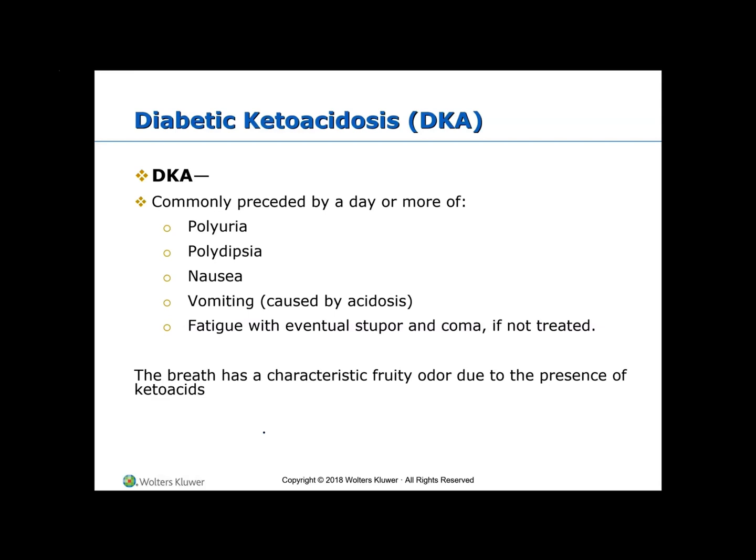The acidosis can cause that as well. Also, your body is basically dehydrating, because if your bloodstream is full of glucose, by osmotic pressure it's going to pull more fluid into it, which ends up dehydrating the cells around it, including your brain and other areas, so you can start having stupor and coma if not treated. They also have a fruity breath if they're in ketoacidosis.